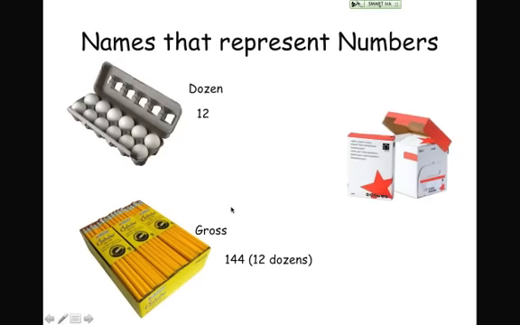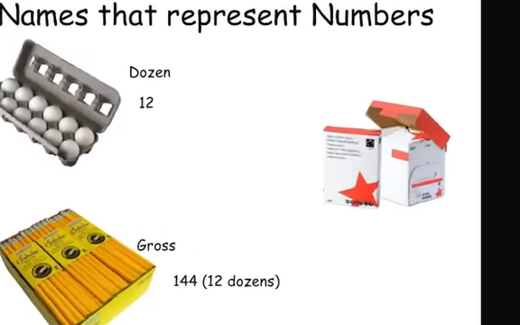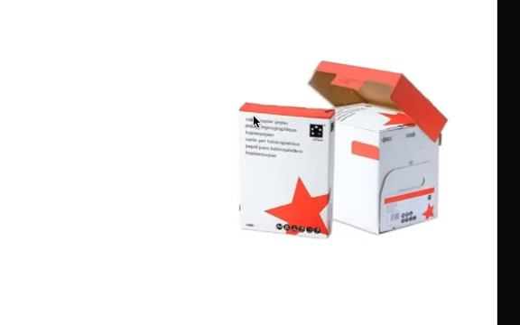Last example is this. You might buy a box of paper, and in the box of paper, they would have the individual packages of paper. And that package of paper is called a ream of paper. You could have a ream of anything. In this case, it's a ream of paper. A ream of paper is 500 pieces.